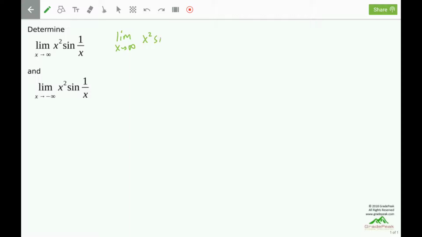of x squared sine of 1 over x, the first thing to do is plug a positive infinity in for each of the x's. Positive infinity squared will be positive infinity. And 1 over x will go to 0 as x approaches positive infinity, giving sine of 0. The sine of 0 is 0, giving positive infinity times 0. We have the infinity times 0 indeterminate form here.